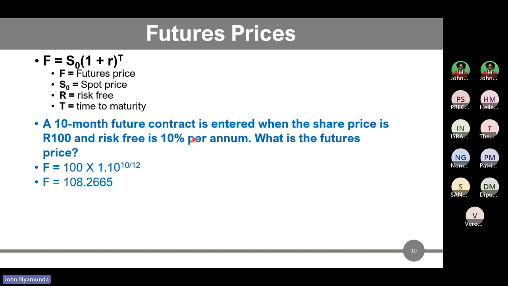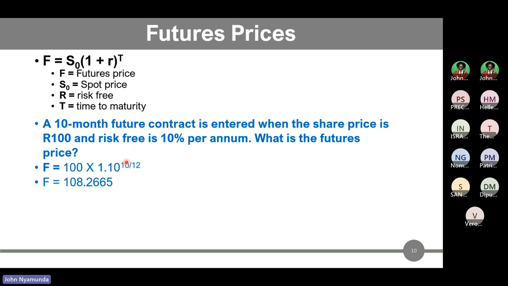A 10-month futures contract is entered when the share price is 100 rand and the risk-free rate is 10%. What is the futures price? Of course, it's easy. 100 times (1 plus 10%), which is 1.1. Ladies and gentlemen, this sometimes confuses people. 1 plus 0.1 is equal to 1.1, to the power of, ladies and gentlemen, 10 over 12.